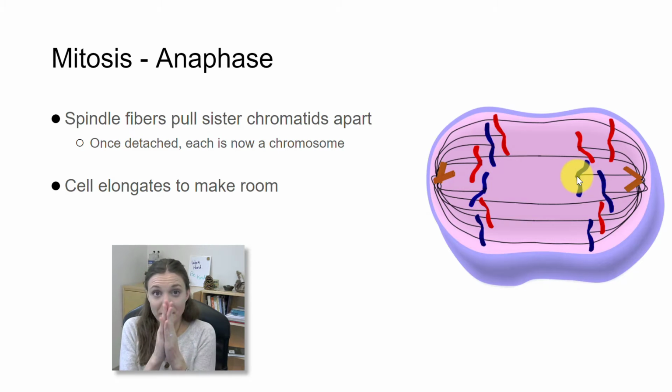So sister chromatids separate during anaphase. They start to move to either end of the cell. They're being pulled by those spindle fibers that are coming out of the centrosome. And the cell gets a little bit oblong in order to make room for those chromosomes coming to either end of the cell. So anaphase separates sister chromatids and pulls them towards that centrosome on either side of the cell.